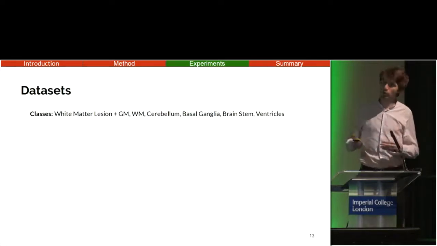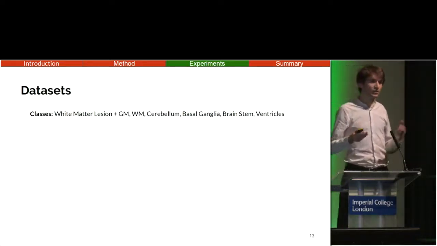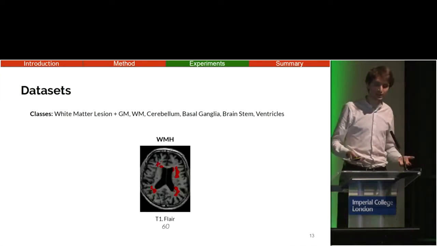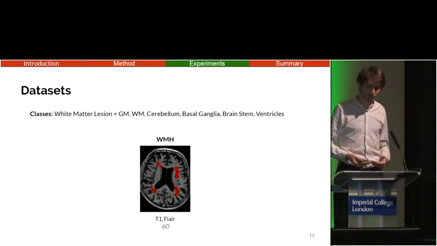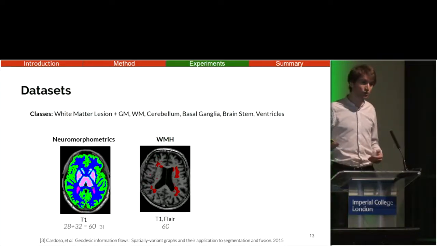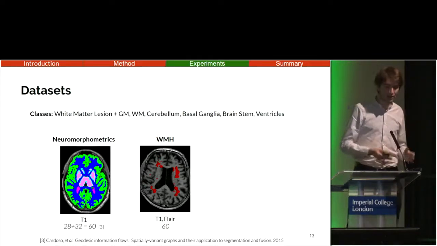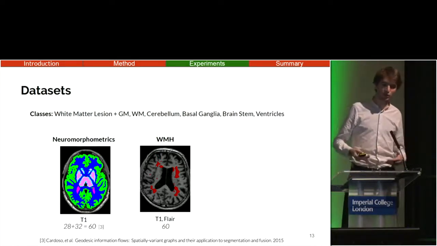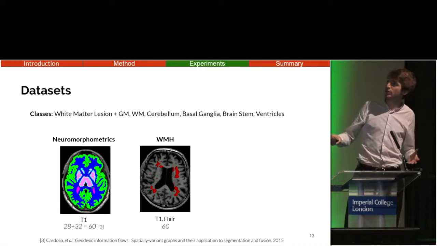We want to segment different classes: the white matter lesions, the gray matter, the white matter, the cerebellum, the basal ganglia, the brainstem, and the ventricles. For that, we have access to different datasets. WMH has 60 T1 and FLAIR scans with the lesion annotations only. We have access to Neuromorphometrics, so we can combine the 155 structures into these six tissue classes. We have 28 T1 scans, and we can use a validated method for augmenting the data to reach 60 scans, validated on healthy patients. So this is our control dataset. And we use the control data of ADNI.